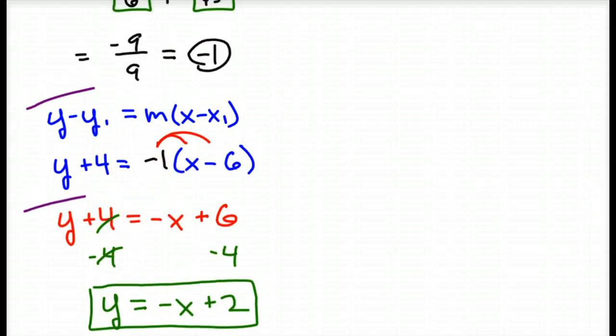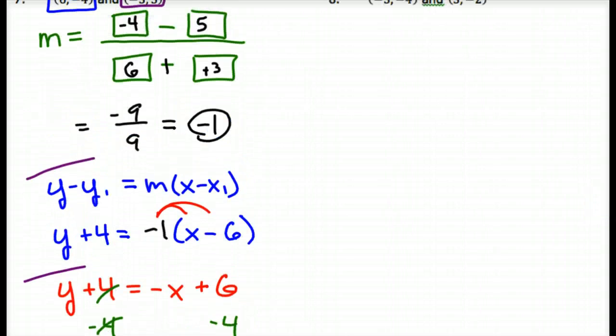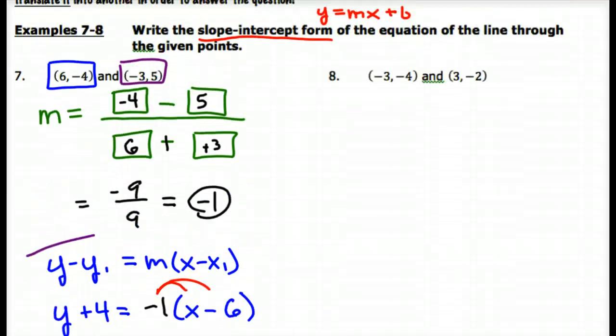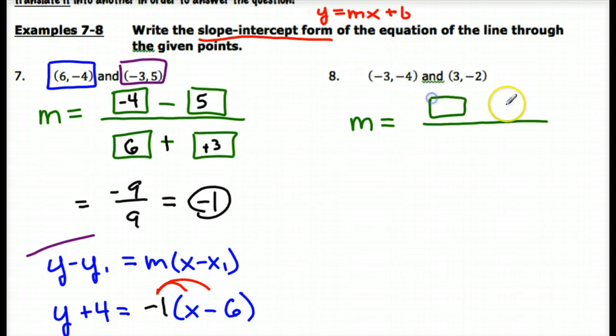Okay, one more example practicing this same thing. So number 8, we're given the points -3, -4, and 3, -2. So again, the first thing I'm going to do is calculate the slope between each of these points. So we have a -4 and a -2 for our y-coordinates. Those are going to go on the top. So it's going to be -4 minus -2.